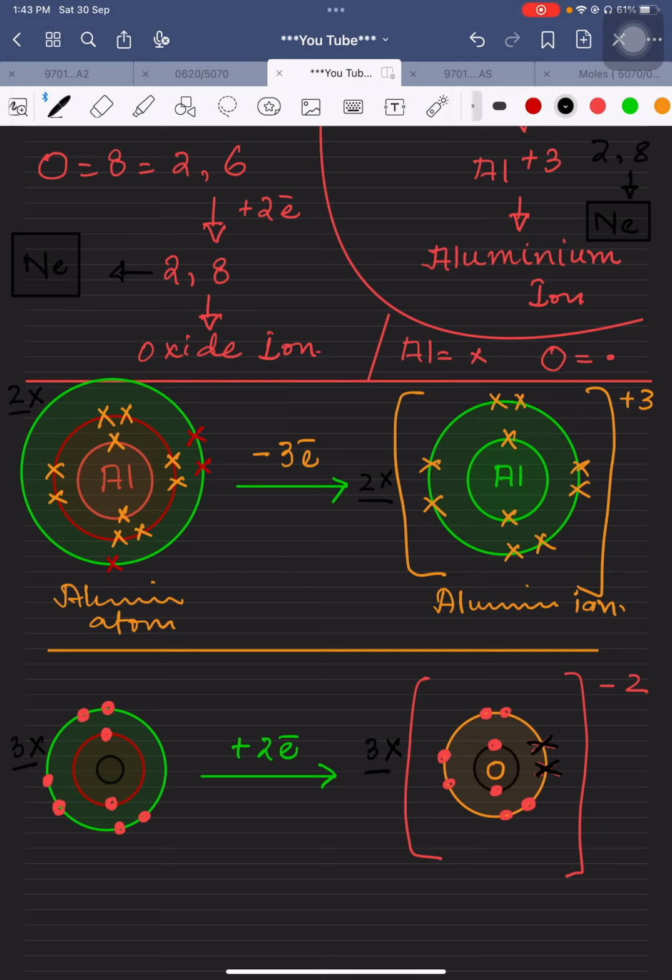In the next lecture, I am going to discuss with you the properties of ionic compounds, how the structure can be depicted, what the crystalline structure of an ionic compound is, and what the lattice of an ionic structure is. We are going to discuss all these things in the next lecture.